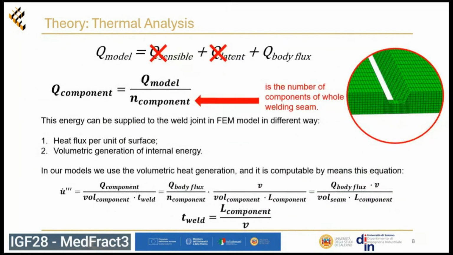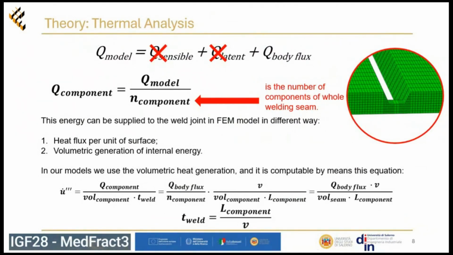Our elements, when reactivated during welding, are reactivated at liquid temperature. So, for this reason, we must apply in our model only one type of heat input, the input of body flux. And if we want to know the heat input for the single element, we must divide the heat input for the total model by the number of elements of the whole welding seam.